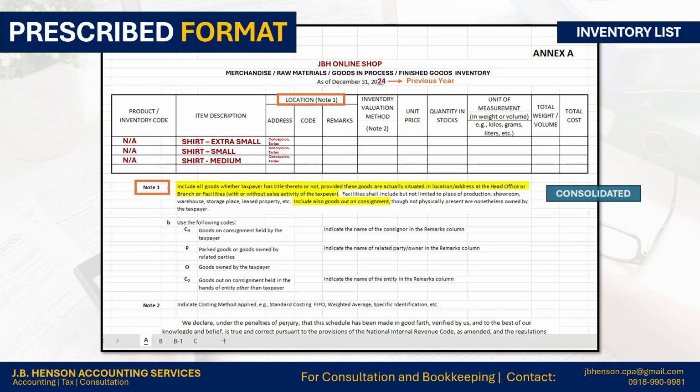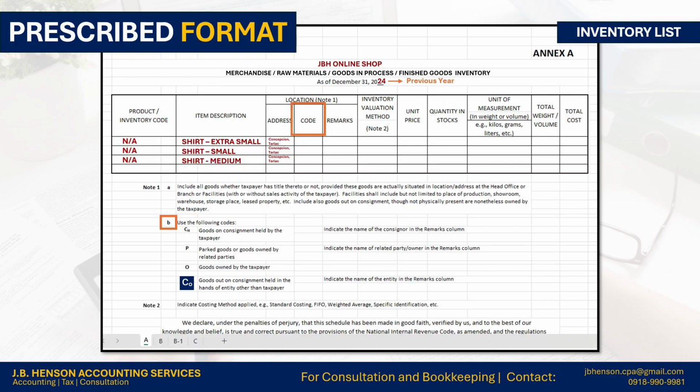Next, we have code. This will identify what kind of goods that we have. Kung sa atin ba ang mga ito or pinapabenta lang, which are goods on consignment held by the taxpayer, put letters CH, or part goods or goods owned by the related parties or mga pinalagay lang, then put letter P. Or usually goods owned by the taxpayer na pagmamay-ari talaga ng taxpayer, which is ito yung pinaka-common, put letter O. Then goods out on consignment held in hands of entity other than taxpayer. Ito yung mga items natin nga na nasa ibang store na pinapabenta lang natin.